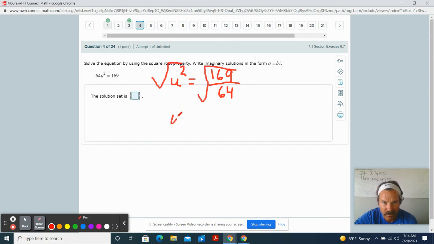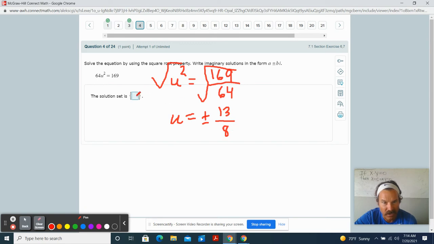Because the answer is going to be rational. The square root of 169 is 13, and the square root of 64 is 8. So we get plus or minus 13 over 8. There's no square root sign in our answer here. Okay. And you don't want to write this as a decimal. You don't want to write this as a mixed number. You want to leave it as a fraction.